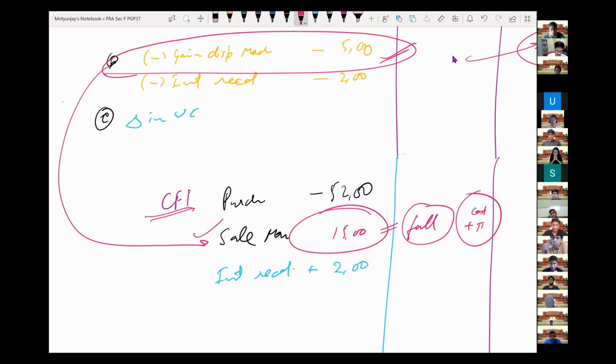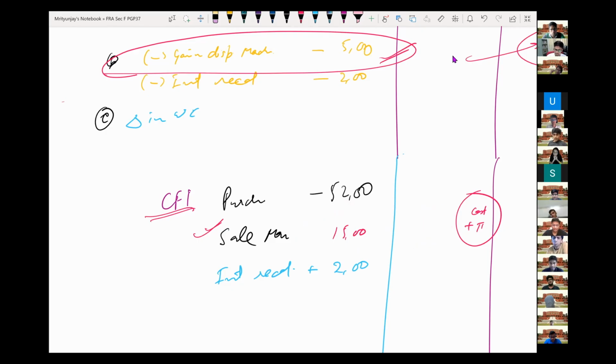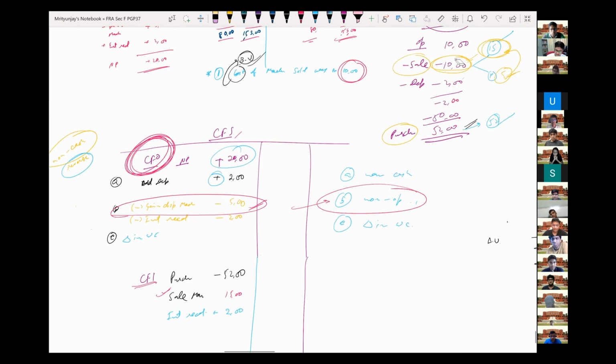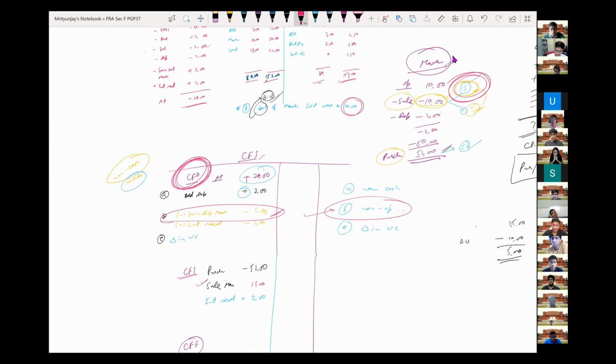How did we figure this out? We figured this out when we were preparing the reconciliation. Itself we figured out that you are getting 15 lakh rupees from the disposal of machinery. Sir, the 52 that we calculated for purchase, shouldn't it be mentioned somewhere in the balance sheet or any T account already, because it was a transaction that year?